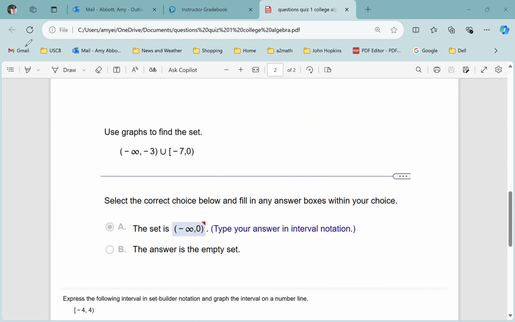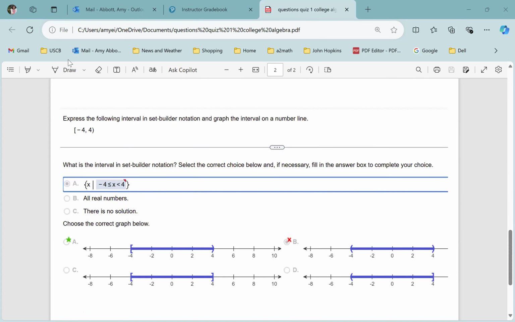All right, moving down here. Okay, another set builder question. So they wanted to know what this was, from interval to set builder notation.